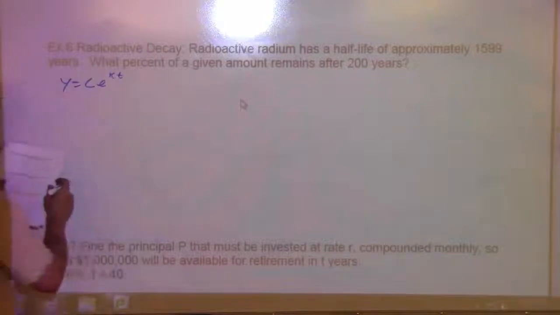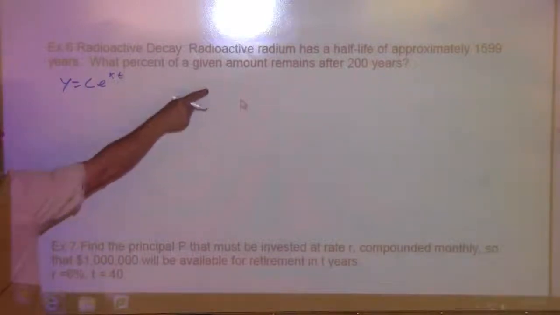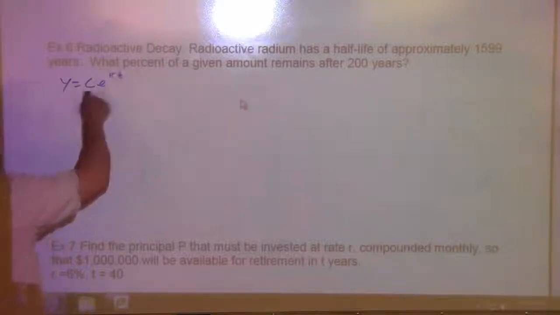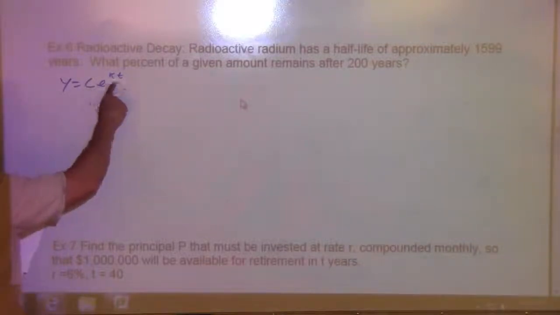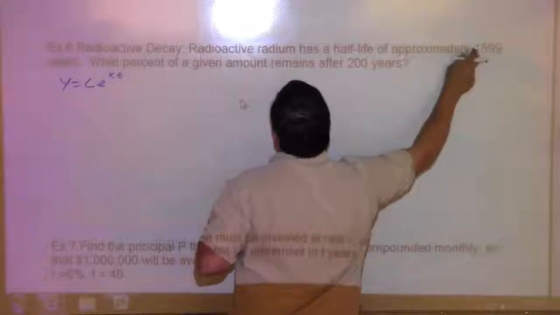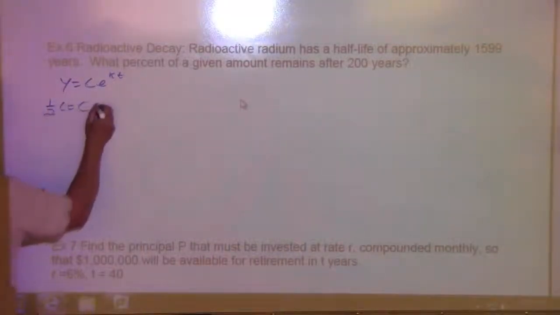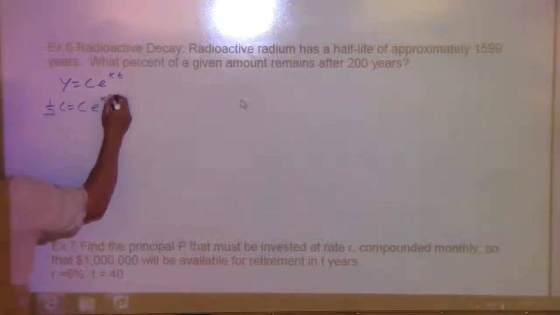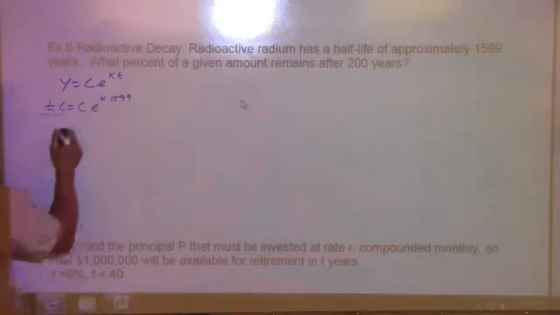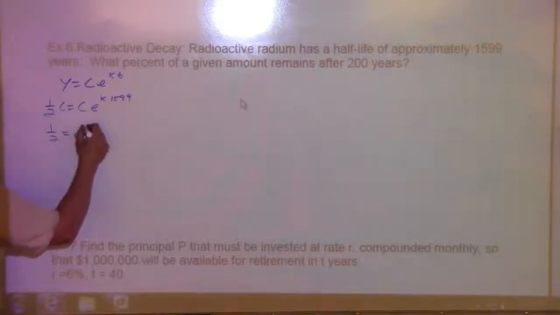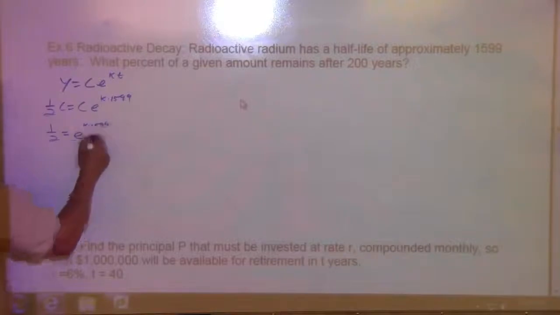Now, the way this works, after 1,599 years, we have half what we started with. So c is what we started with. After the half-life period, we have half of that. So 1/2 of c equals c e to the k times 1,599. So 1/2 equals e, c is divided out, e to the k times 1,599.